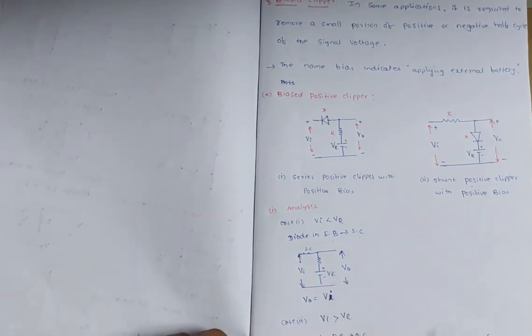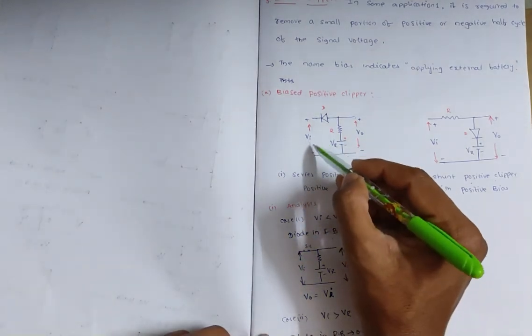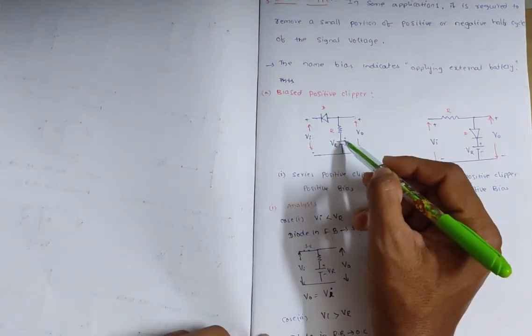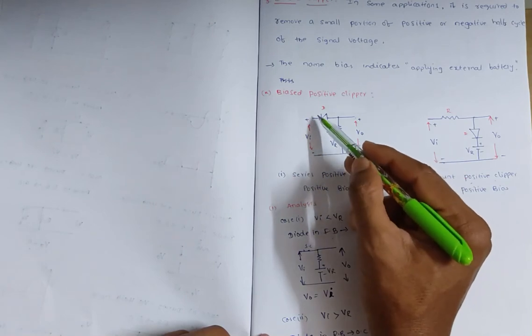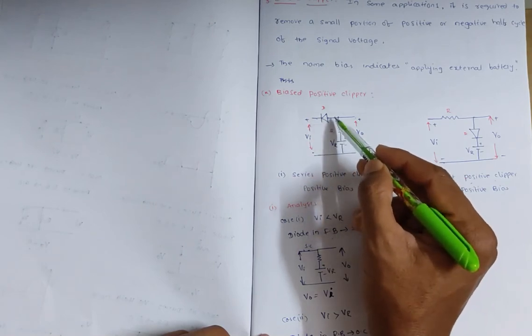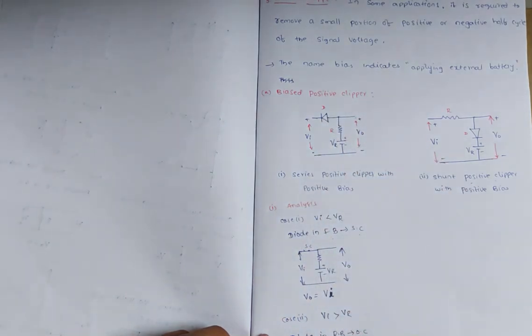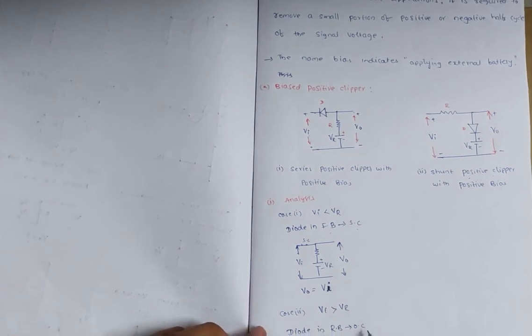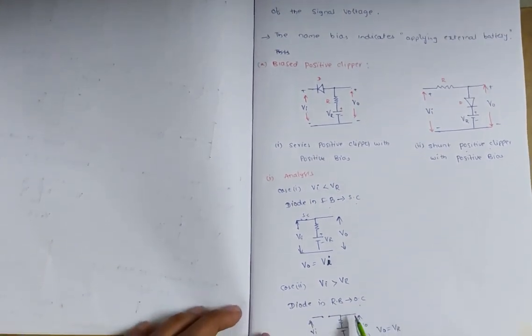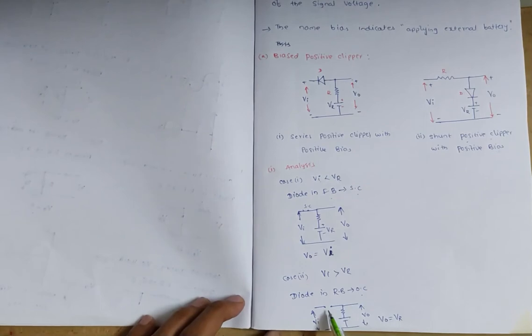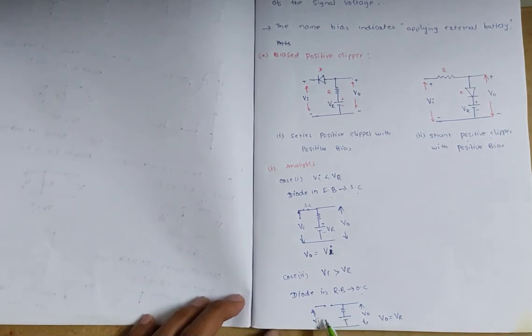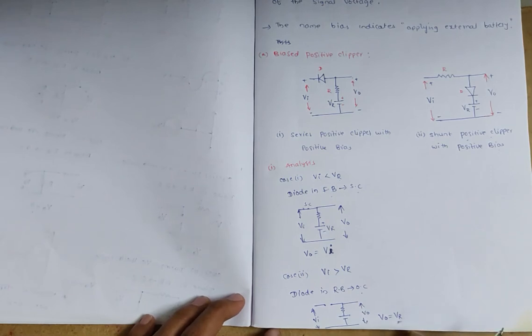Now in the second case, when applied input voltage is greater than the reference voltage VR, that means cathode voltage is more compared to the anode voltage, then this diode becomes reverse biased. When it is reverse biased, it acts as an open circuit. Then we can write the equivalent circuit diagram like this. So it is open circuited. Now from this we can write the output voltage V0 equals VR. So from this we can draw the output waveform.